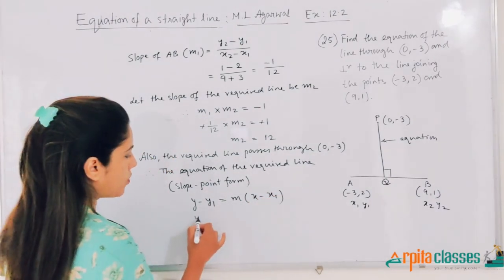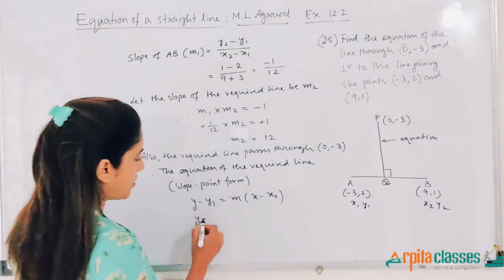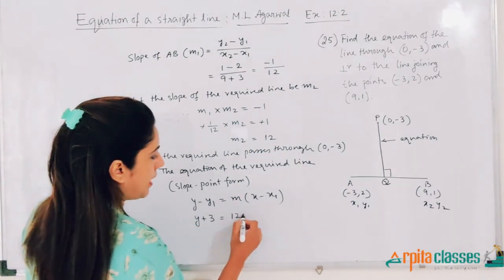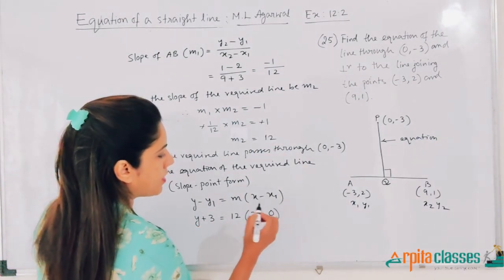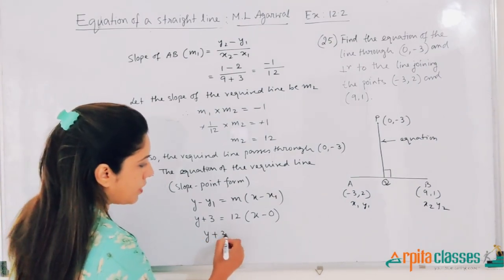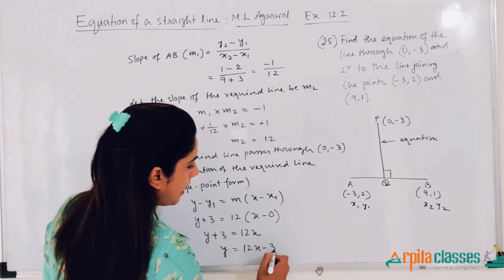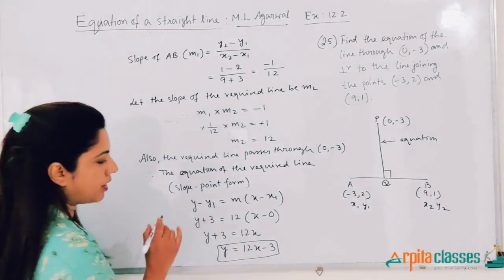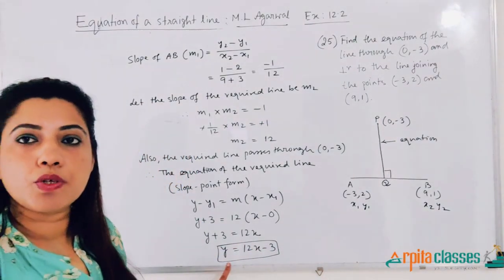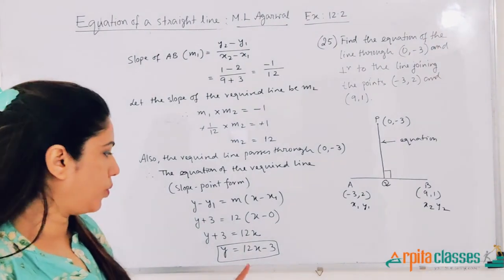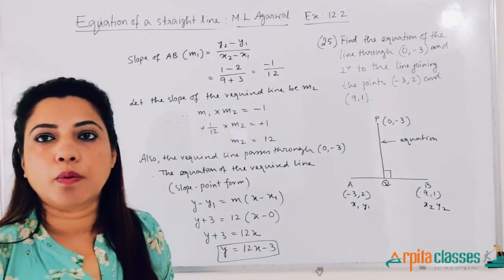So now put the values. y minus y1 is your plus 3 is equal to m, that is 12, into x minus x1 is your 0. So y plus 3 is equal to 12x, or you can write y is equal to 12x minus 3. You can keep the answer in this form because this form resembles y is equal to mx plus c. So this is the equation of the required line.